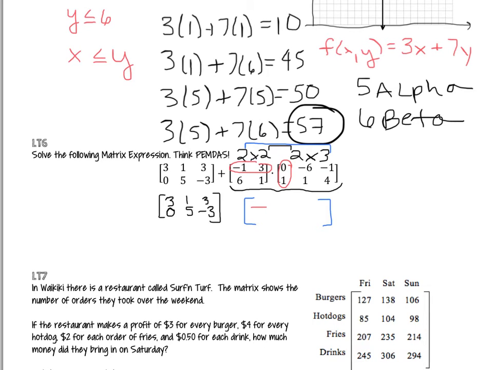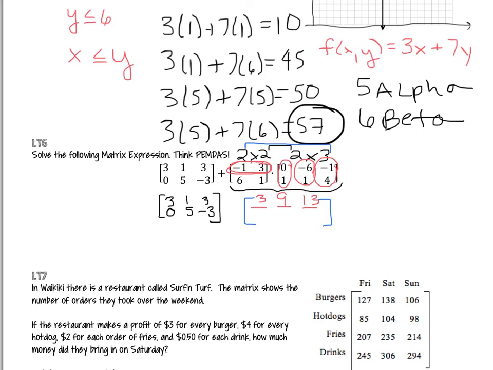Negative 1 times 0 is 0, plus 3 times 1, which is 3. Next, we're going to do row 1 times column 2. Negative 1 times negative 6 is 6, plus 3 times 1, we get 9. Now we have row 1 times column 3. Negative 1 times negative 1 is 1, plus 3 times 4, that's going to be 13.